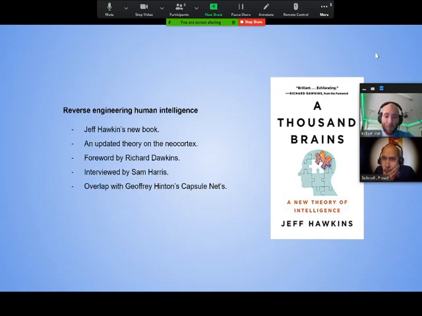And then Geoffrey Hinton, I guess a couple years ago, had said that maybe we should look to the brain for some of these problems, right? The same message I was saying earlier. And you'll actually find his capsule nets have a lot of overlapping ideas with the ideas presented in this book. So if looking up Jeff Hawkins is outside your wheelhouse, maybe look up capsule nets.